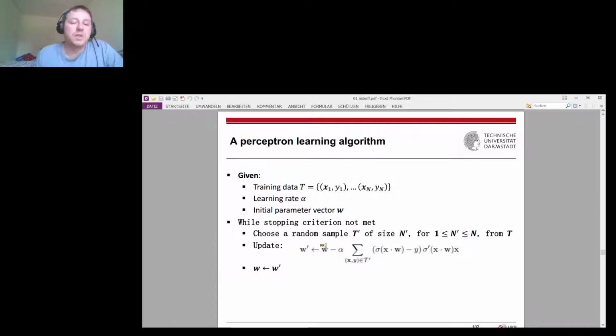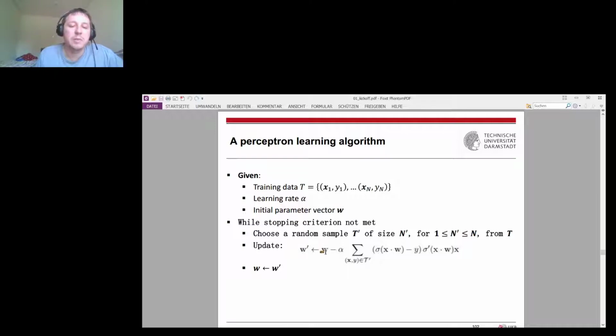So what we would do is we choose some random sample t prime of size n prime. So we just take a subset of our training data, randomly chosen. In the worst case, that could just be one data point, so one xi paired with the label yi. And then we update our parameter vector.